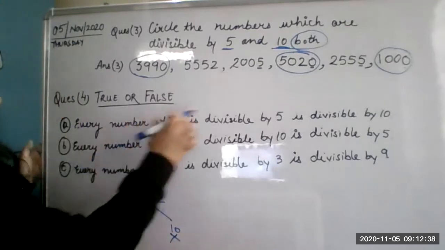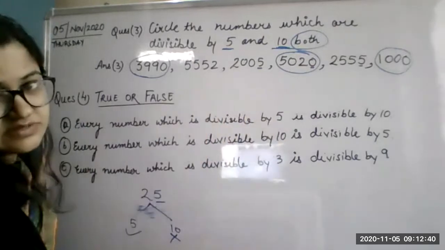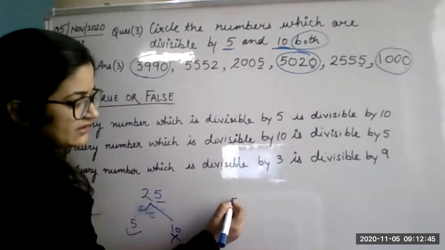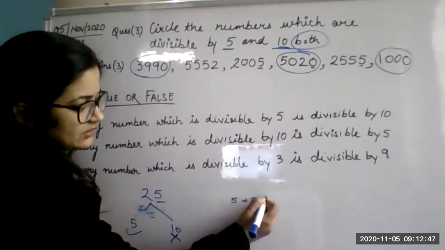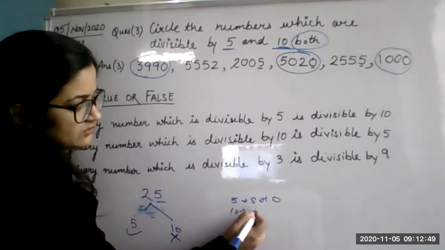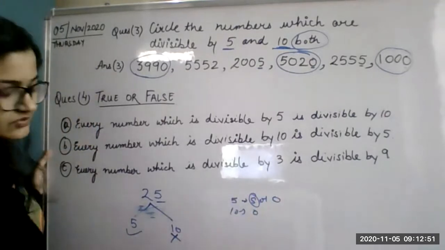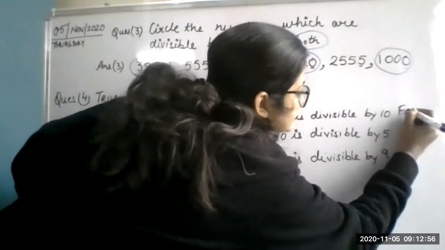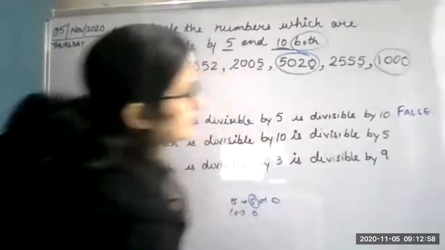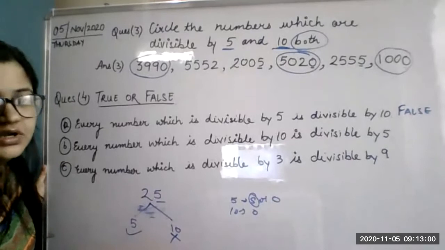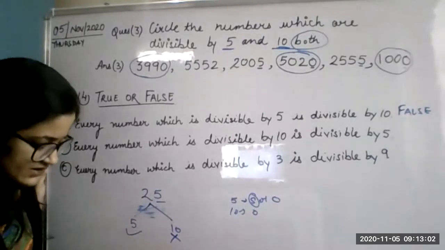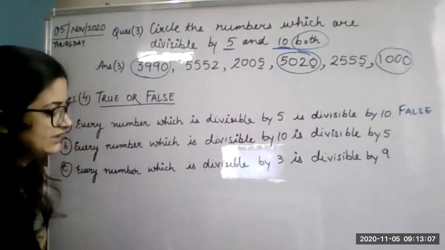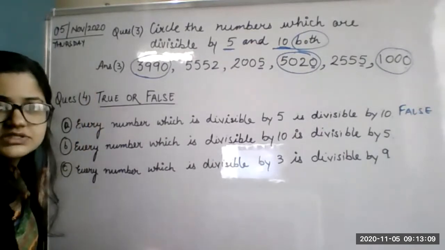So every number which is divisible by 5 is divisible by 10? No, not compulsory. Because I told you in 5 it should be 5 or 0, but in 10 it should be 0. So it could be 5 also, then it is not divisible by 10. So answer will be false now. Okay. Now, every number which is divisible by 10, any number, who is this?